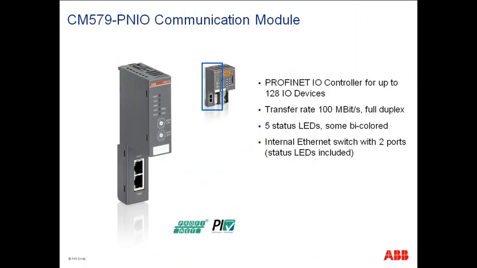Now we briefly talk about the different PROFINET modules offered from ABB AC500. Firstly, the PROFINET I/O controller module CM579PNIO. This module has some interesting features like built-in Ethernet switch with 2 ports and supports a data transfer rate of 100 Mbps in full duplex mode.